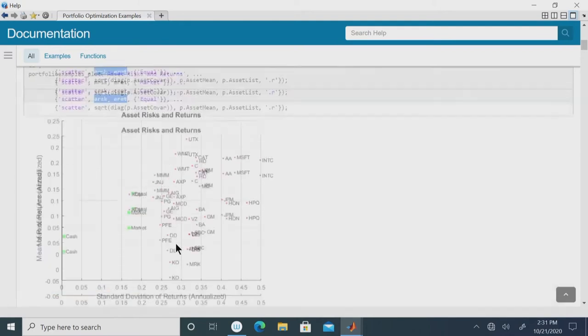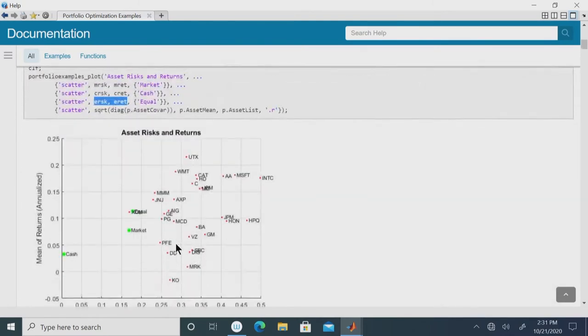So, let me just identify particular terms here. In this case, we are doing a scatter plot. The first thing that we are doing is a market portfolio. So, this is where the market portfolio lies. Then you have the cash portfolio which lies here. As you can see, the risk is effectively 0 because it is a cash position, and the portfolio with all equal weights lies here.